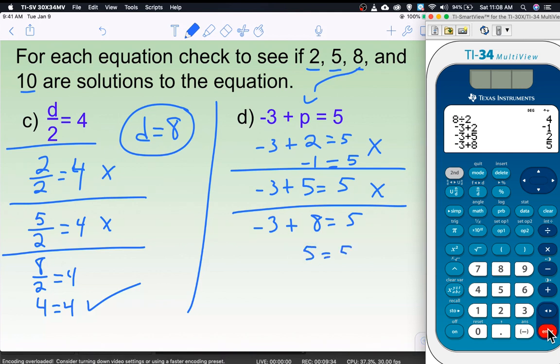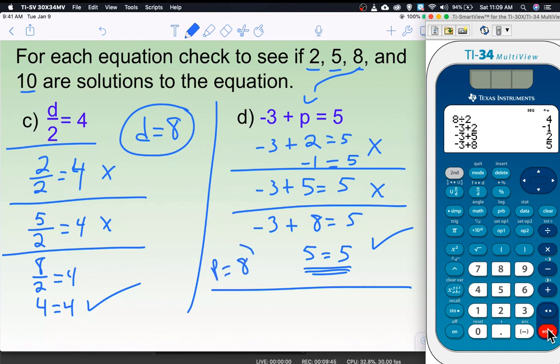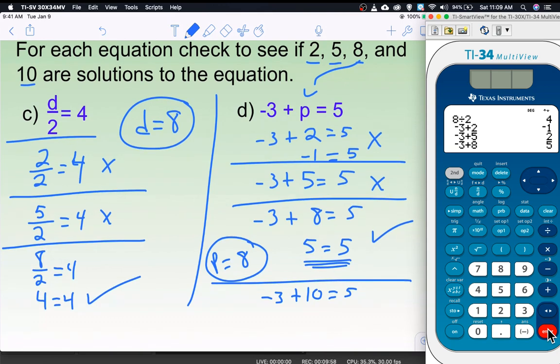This is the one that gives us the correct solution because we got the same value on both sides. That's what it means to have a correct equation. So when P was equal to 8, that's when we had the correct solution. I don't really need to check 10 because each of these equations will only have one solution, but if you did check 10, -3 plus 10 equals 5, that's not going to work because negative 3 plus 10 is 7. 7 equals 5 does not work.